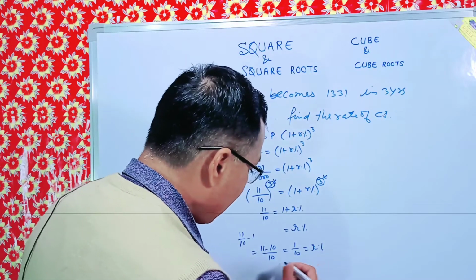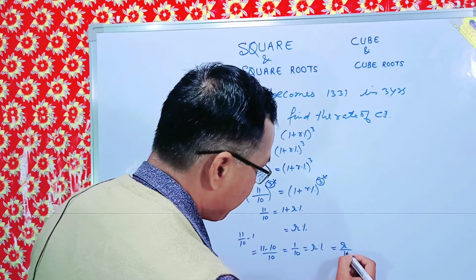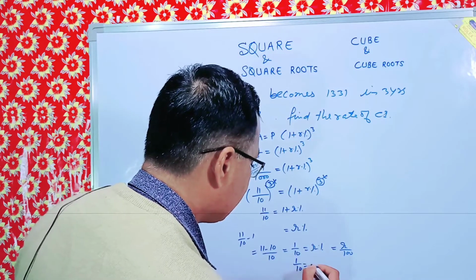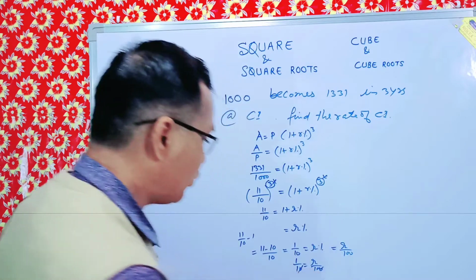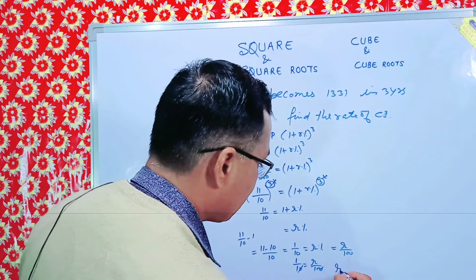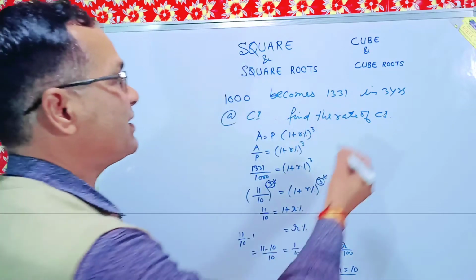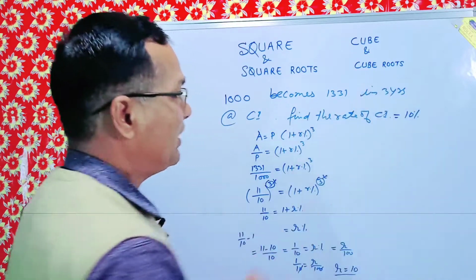or we can write it r upon 100. So 1 by 10 is equal to r upon 100. Now in the cross multiplication, r is equal to 10. Means rate of interest CI is 10% only.